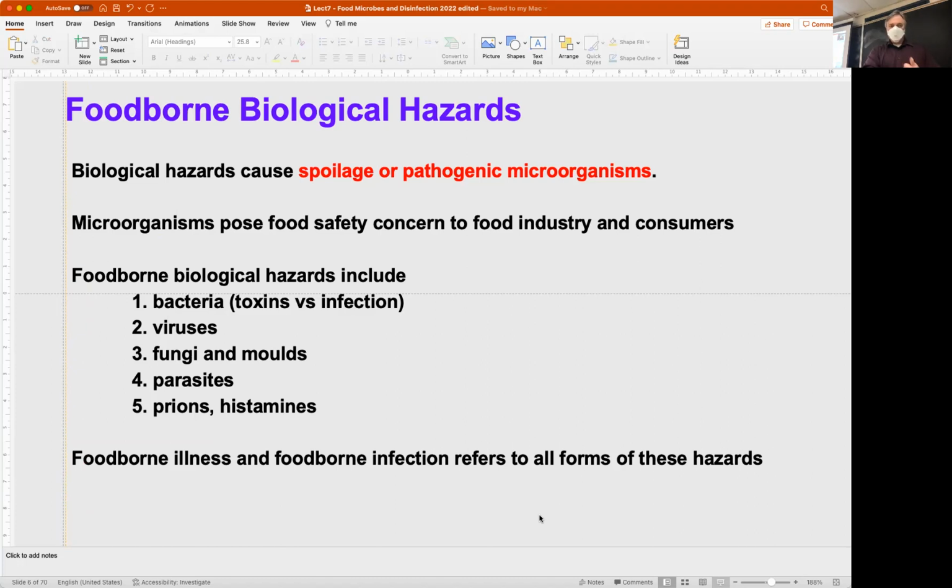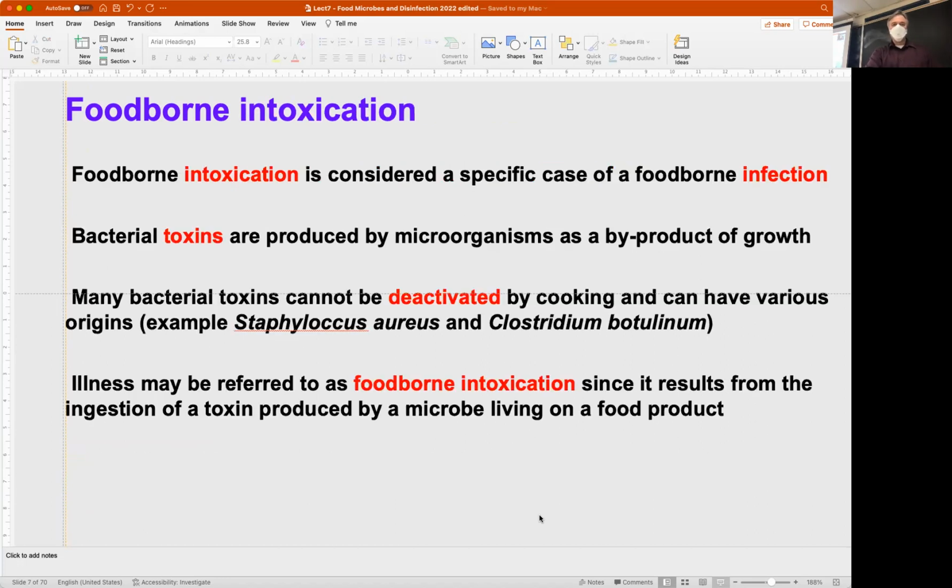Okay, so like I was saying earlier, you can be sick from bacteria, viruses, mold, fungus, parasites, or prions. All of those are different ways of getting sick from foods. Now, there's this idea of foodborne intoxication. That's a specific case of food infection. In this case, bacteria toxins that the microbes make are a byproduct of the organism being alive.